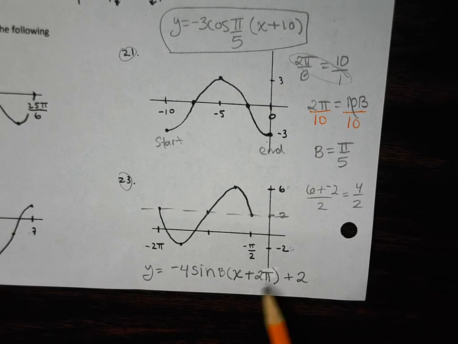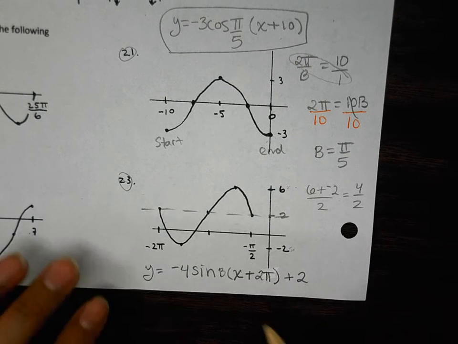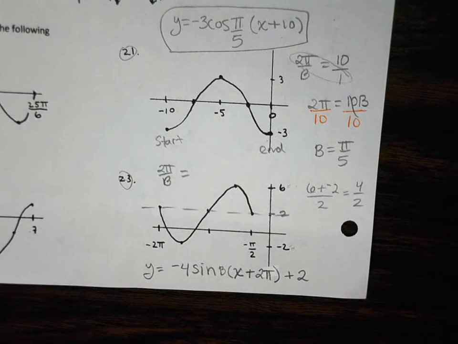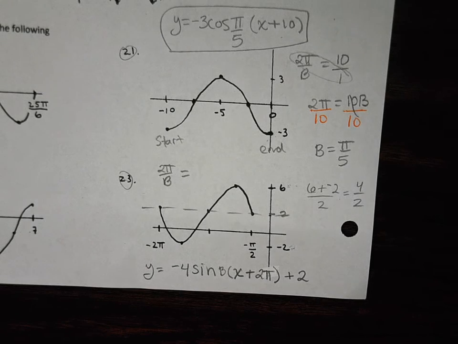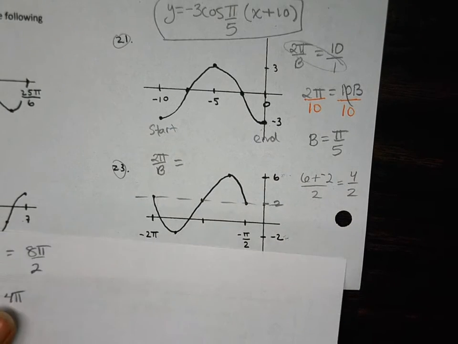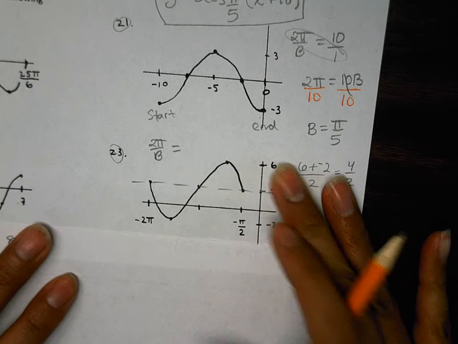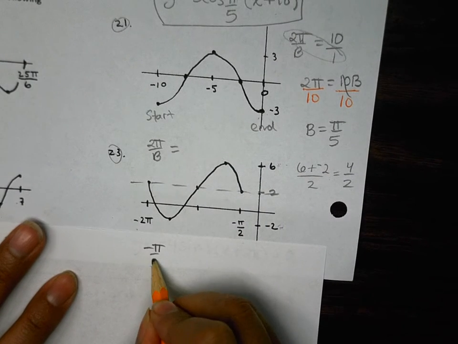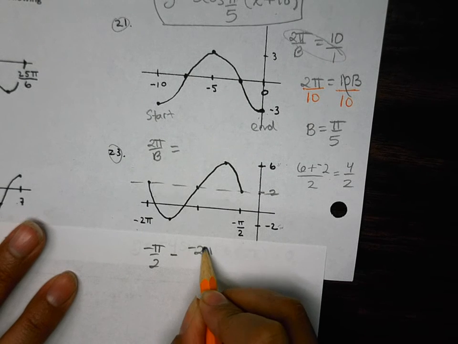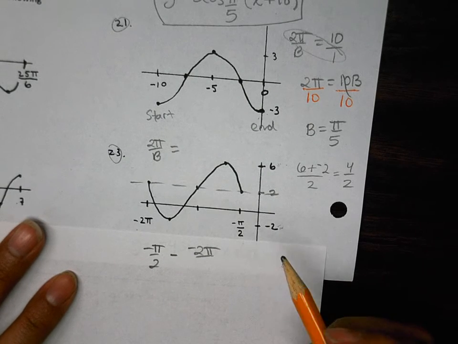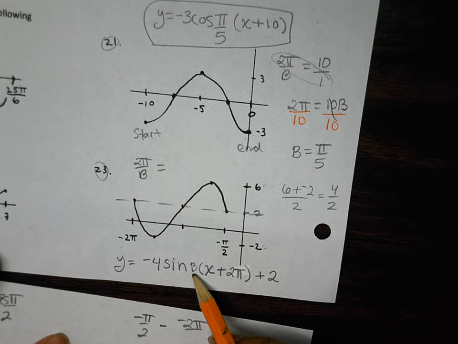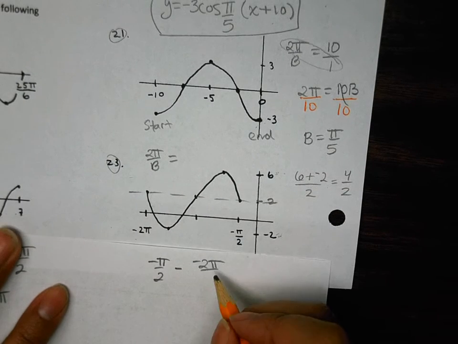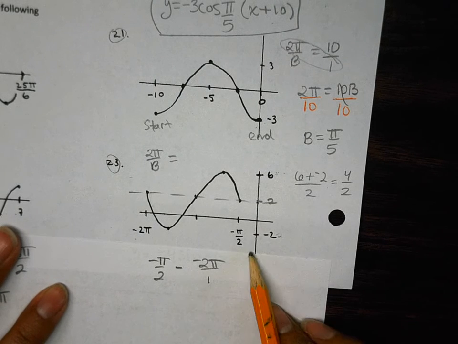The B does require a little more work, so we do 2 pi over B equals the period length. Now, how do you find the period length? What minus what? The end minus the start. So negative pi over 2 take away negative 2 pi. I will tell you this right now: your B should never come out to be negative. If it does, you've done something wrong somewhere. Okay, I'm just going to put that over 1. Negative pi over 2, take away negative 2 pi over 1.